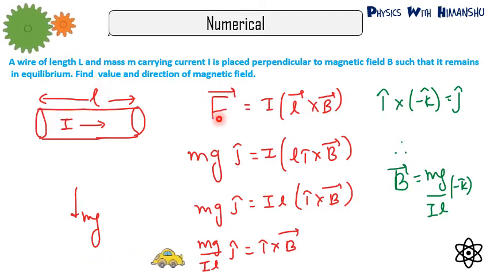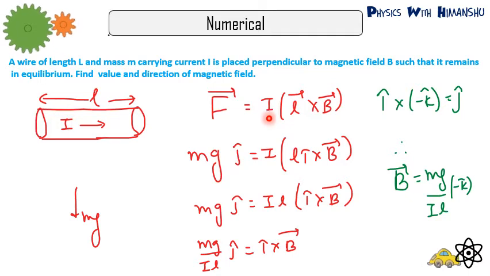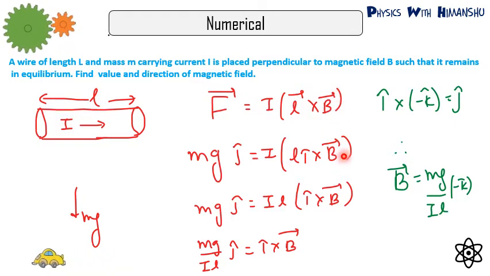So in the place of F, I'll put mg, because if it is in equilibrium, then the magnetic force will also be equal to mg, but in the upward direction. So mg j cap. In the place of current, I have put I. In the place of length, now see, the length vector is parallel to the current vector, so I'll put L i cap. And B, find the value and direction of the magnetic field. B is unknown, so just put B like this.